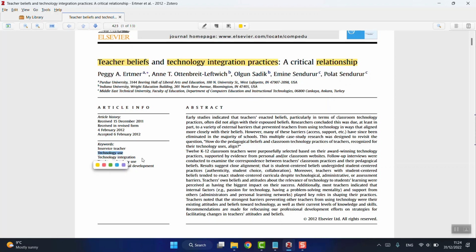Then technology use, technology integration. These are all the technology aspects in this paper. And the teacher technology use, that is to connect teacher and technology. And the final one is teacher professional development. So it's clearly a paper that focuses on teacher's perspective to understand better about teacher and the technology relationship.